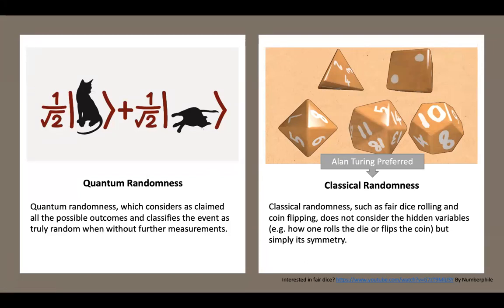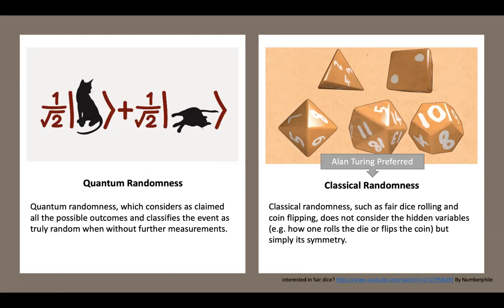For quantum randomness, it is claimed that all the possible outcomes are truly random because we don't have any further measurements. The very classical experiment would be Schrödinger's cat. I think we all know about Schrödinger's cat, but I'm going to talk about that.